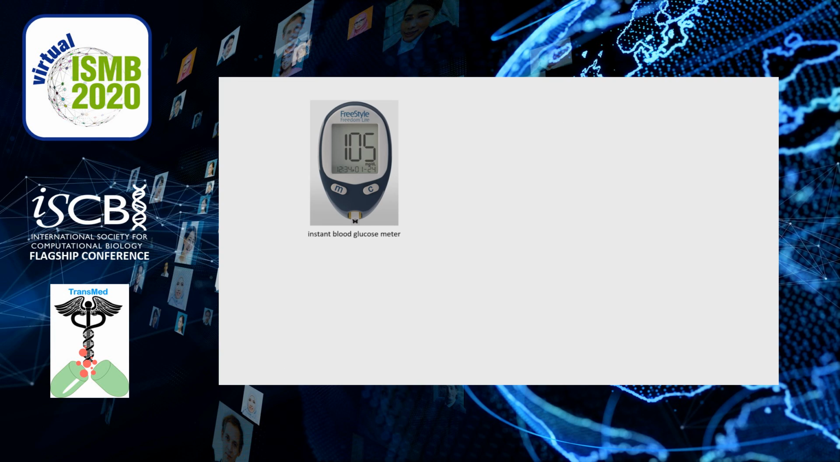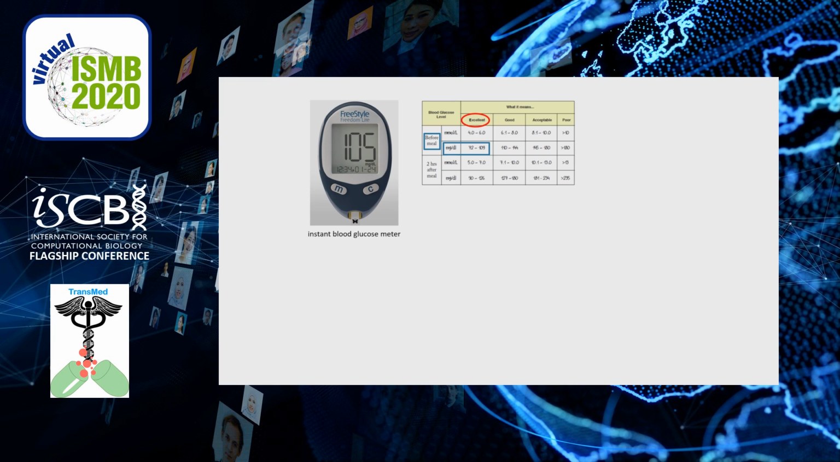This is the instant blood glucose meter, and this is how you're supposed to interpret your blood glucose reading. This table of interpretation that's showing some intervals was derived from a specific healthy population, and it is known as the normal ranges or the reference intervals.